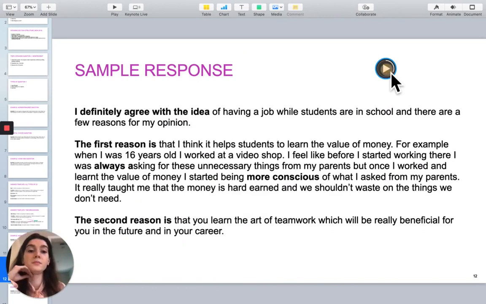Okay, so I'm going to stop here. So I have clearly already stated that I definitely agree with the idea. So it just sounds very natural, and I have stated my idea very clearly, what I believe in. And then I said the first reason is that students will learn the value of money. Okay, so now you will see how through my example I will prove my reason.